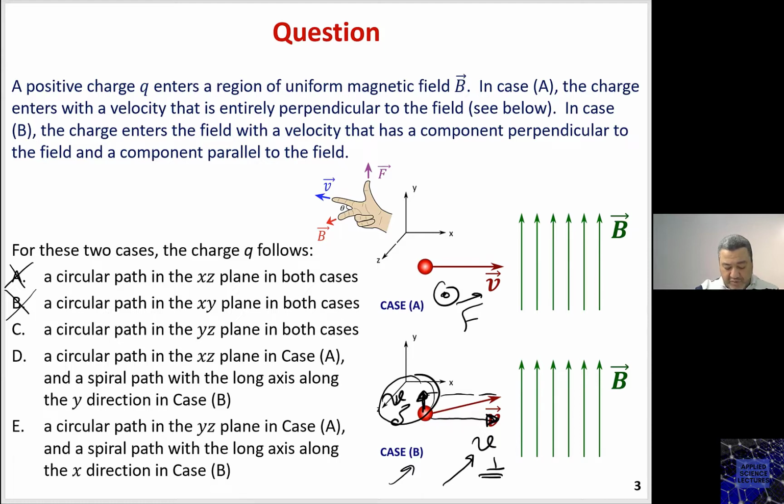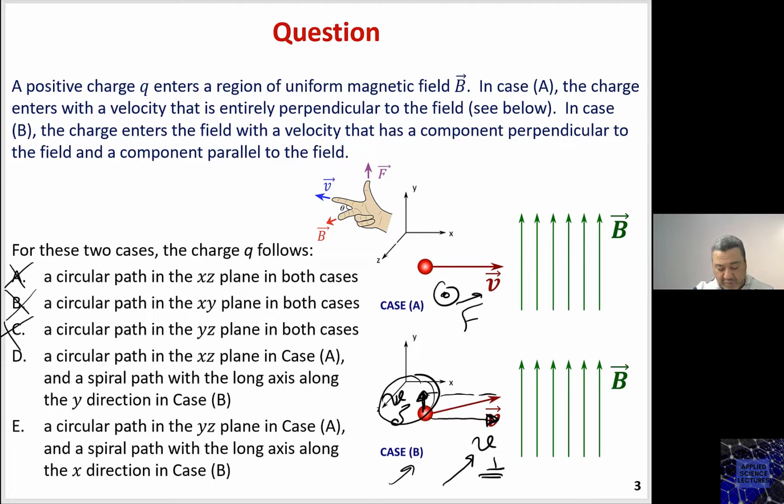So circular path in the YZ plane for both cases. Again, YZ plane is wrong. The motion is not happening in the YZ or XY. The motion is happening in the XZ. So C is also wrong.